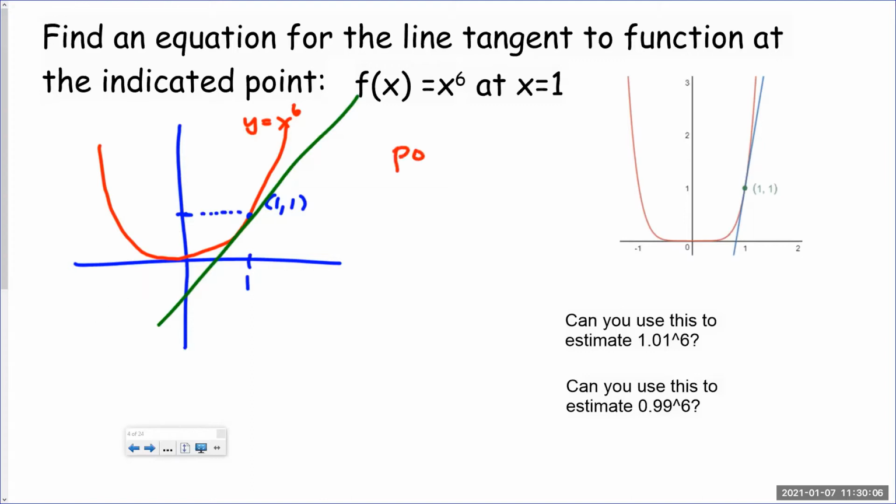How do you write an equation of a tangent line? What do you need? Point and a slope. What point am I looking at here? 1, 1. What's my slope here? It's the slope of the tangent line. What's the slope of the tangent line? Derivative. Okay, so this is 6x to the 5th, but I need a number here. So what is my x going to be here?